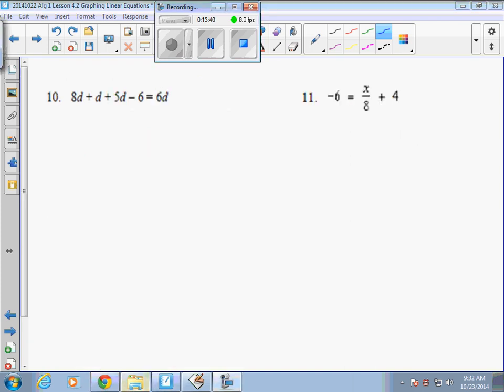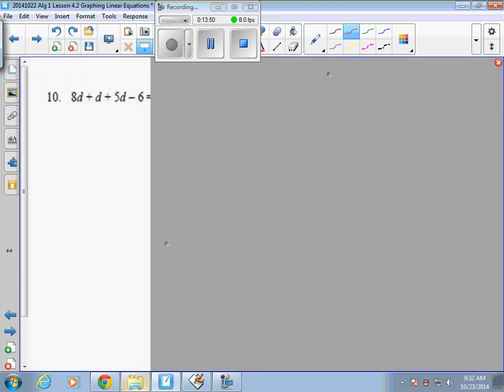The rest of them in a minute. Okay, number 10 says 8d plus d plus 5d minus 6 is equal to 6d. Remember, before you try to move anything across the equal sign, you need to combine everything that's on one side, or you need to simplify it. So in this case, we can combine like terms.